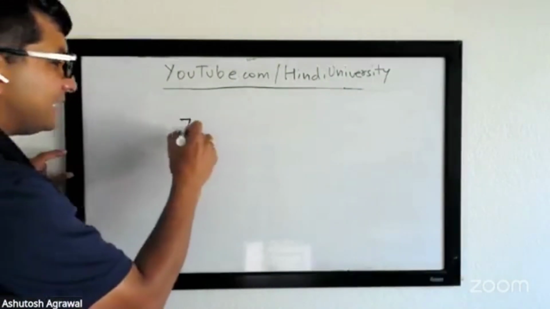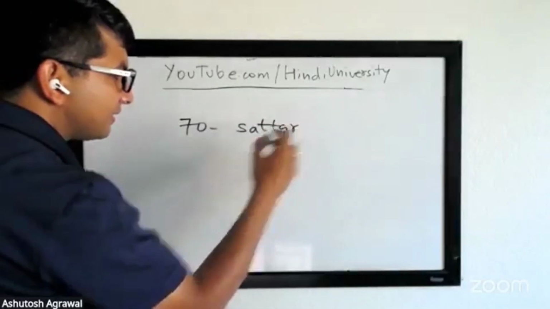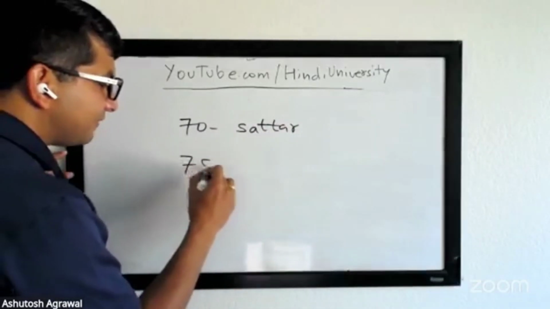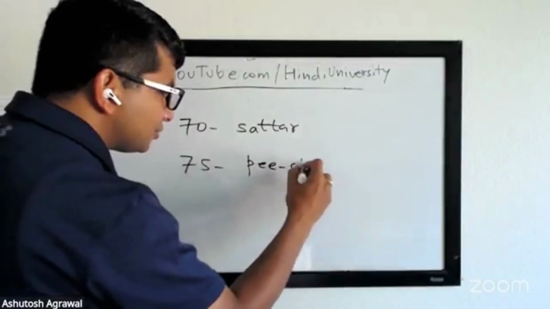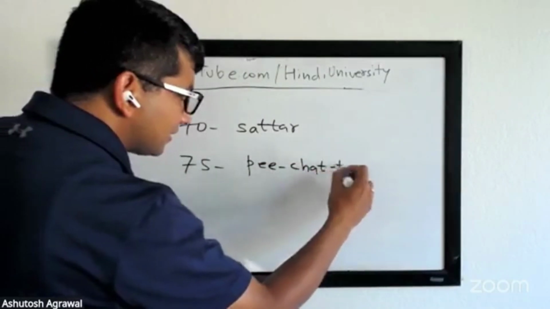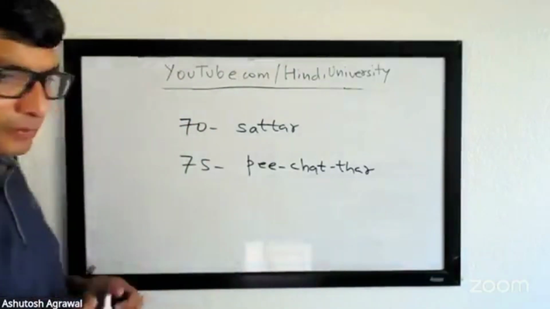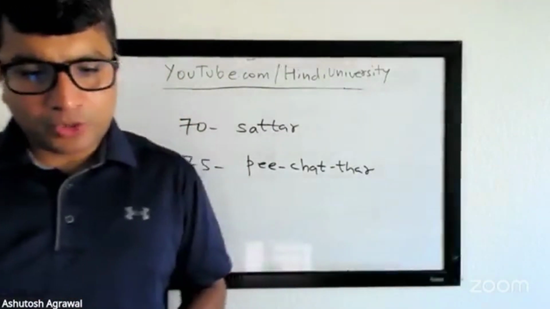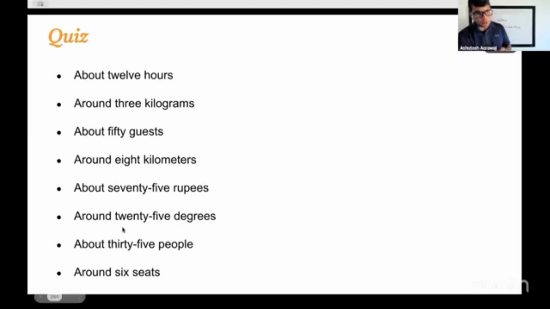So 70 is 70. 70 is 70. 75 is, so read it like pichathar. Okay, pichathar. So he used koi 75 रुपए चाहिए. So if you want to be slightly more formal, for temperature and everything you can use करीब.